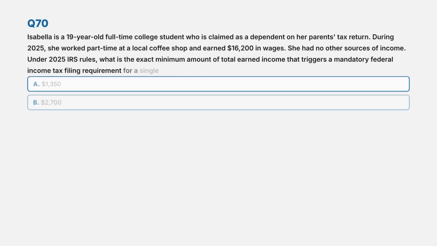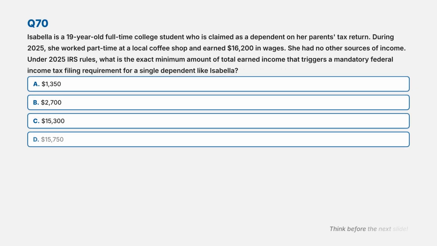Question 70. Here's the scenario. Isabella is a 19-year-old full-time college student who is claimed as a dependent on her parents' tax return. During 2025, she worked part-time at a local coffee shop and earned $16,200 in wages. She had no other sources of income. Under 2025 IRS rules, what is the exact minimum amount of total earned income that triggers a mandatory federal income tax filing requirement for a single dependent like Isabella?